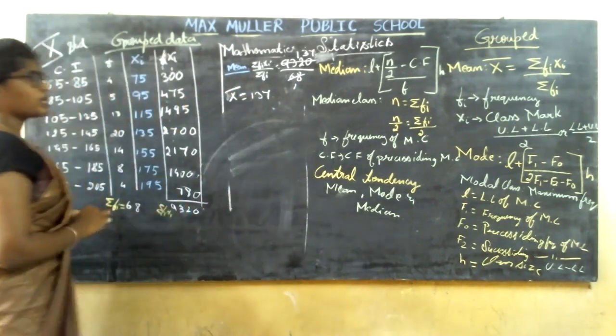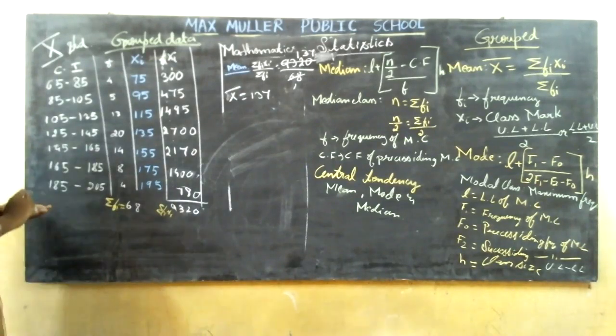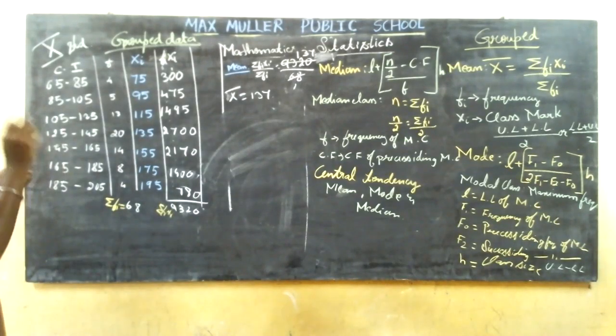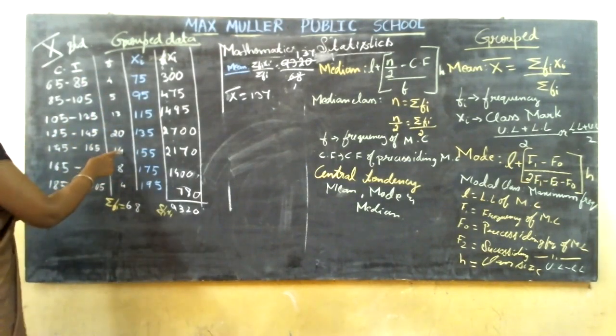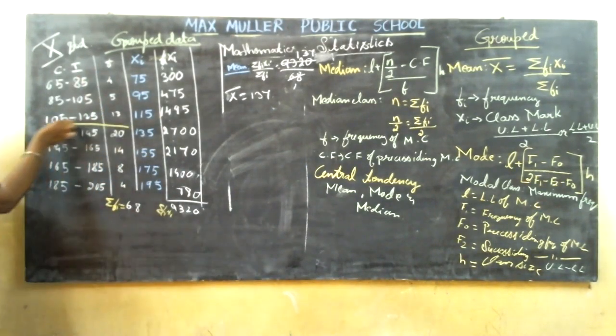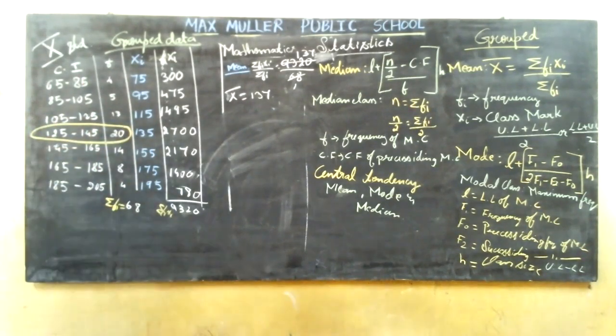Now what is the next thing? You are going to find out the mode. How are you going to find the mode? Let me use yellow chalk for the mode. You are going to find the maximum frequency. Coming to the frequency distribution table, which is the maximum frequency you have, that is 20, correct? So 20 is the mode you have.